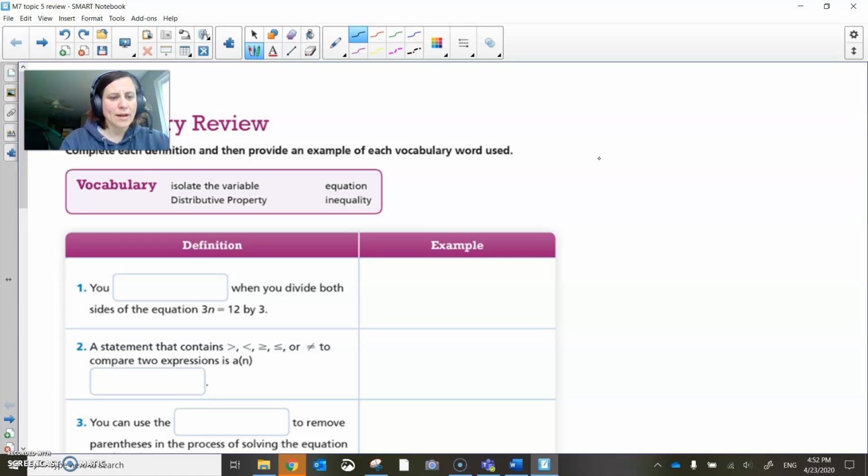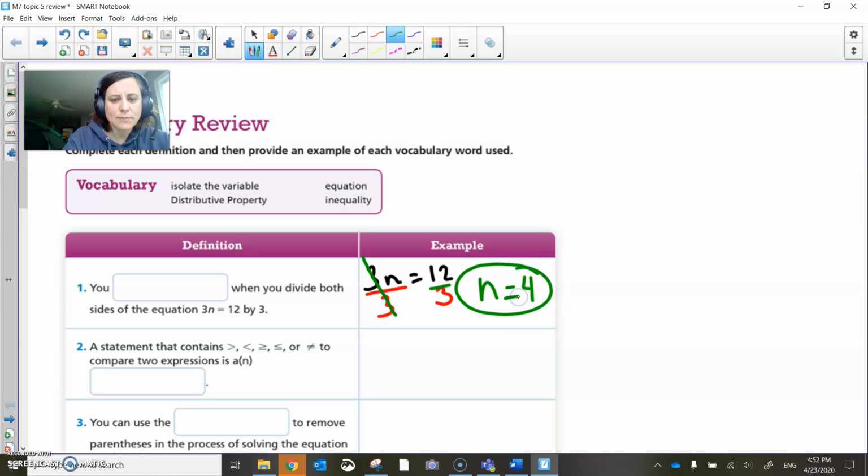So number 1, this problem, 3n equals 12. If you end up dividing both sides of the equation by 3, that leaves you with, these guys cancel each other out, and 12 divided by 3 is 4, n equals 4. So when we divide both sides by 3, we end up isolating the variable. I'm just going to write it like that if that's all right with you.